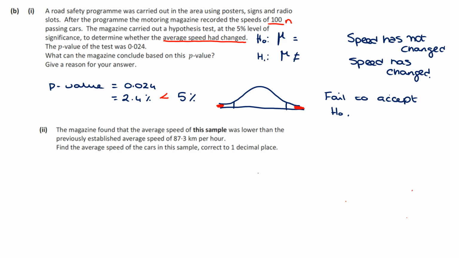So they've asked us for two parts to this. The conclusion is, what can the magazine conclude? Speeds have changed, and we have our backup here, so we fail to accept, i.e. we reject the null hypothesis. The magazine found the average speed for this sample was lower than the previous established average speed of 87.3. Find the average speed of the cars in this sample.